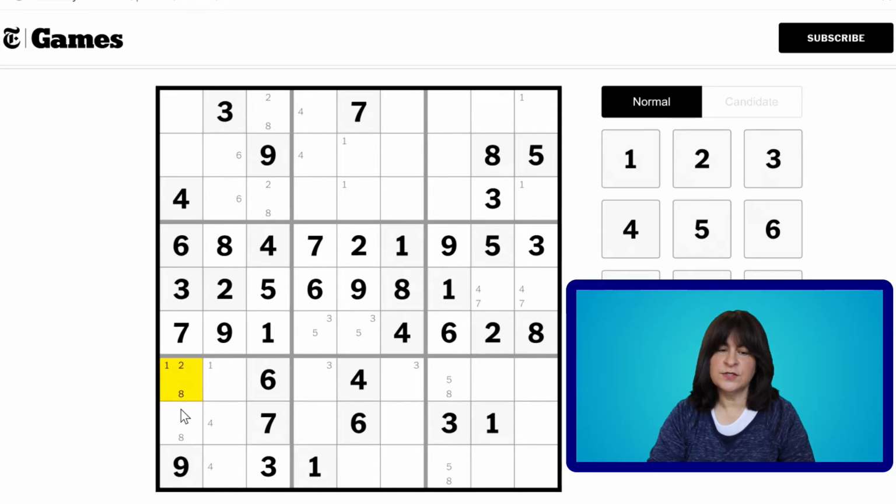So now these 2 cells must be either a 2 or an 8, which means this cell can't be a 1, so therefore this cell is the 1. And now I can pencil in 1s here and here.